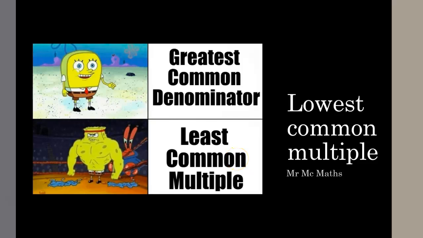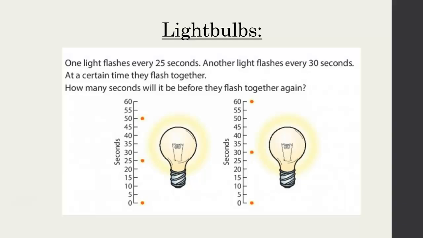Hello again. Today we'll be learning about the lowest common multiple. So to learn about the lowest common multiple, I thought we'd look at a question and then learn it from the question itself. Here's the question. One light flashes every 25 seconds, another light flashes every 30 seconds. At a certain time, they flash together. How many seconds will it be before they flash together again?